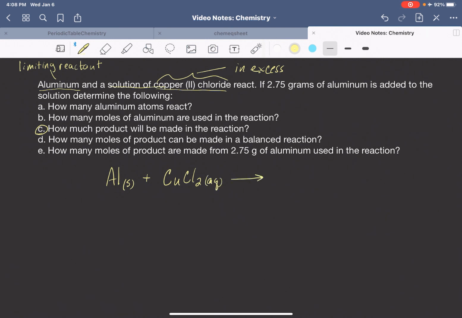Those two are going to react. You should be able to see that this is a single replacement reaction that would form copper plus aluminum chloride. Copper, of course, is a solid. And then the question is, the aluminum chloride, what phase would it be in?